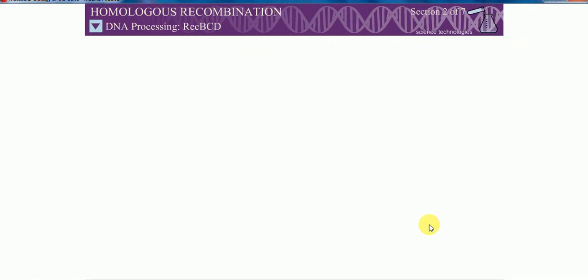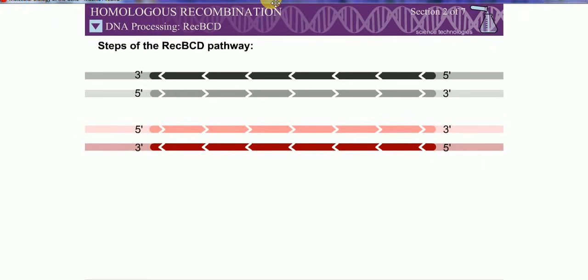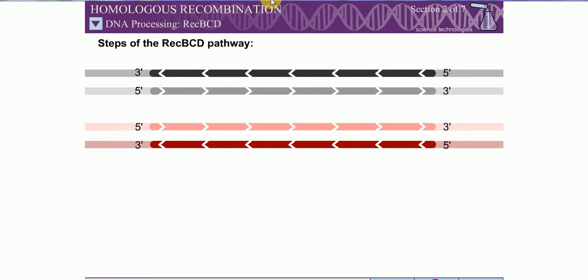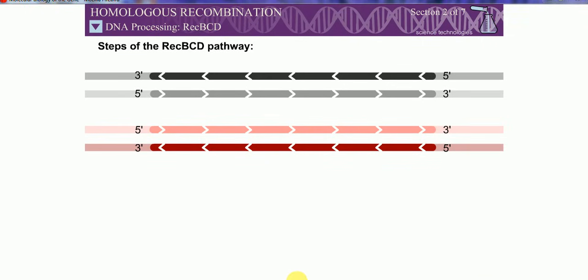The mechanism of recombination in E. coli is called the RecBCD pathway. This mechanism closely follows the double-strand break repair model of homologous recombination. Therefore, the RecBCD pathway serves as a good model for recombination in both prokaryotes and eukaryotes, although the specific proteins involved differ from organism to organism.